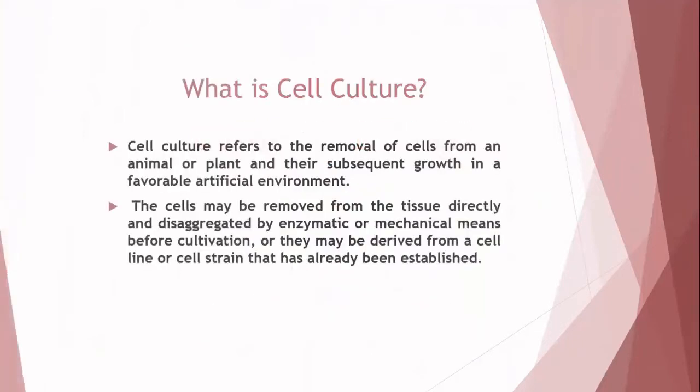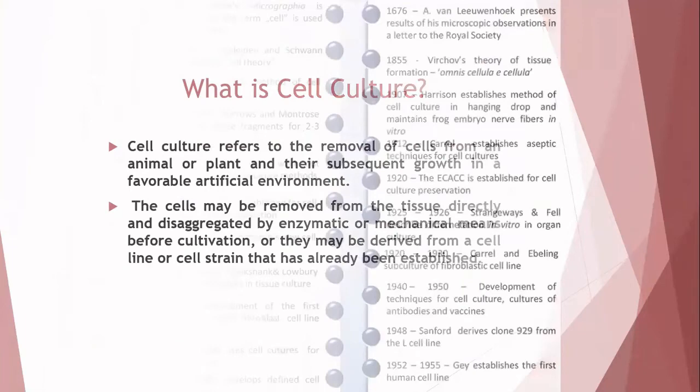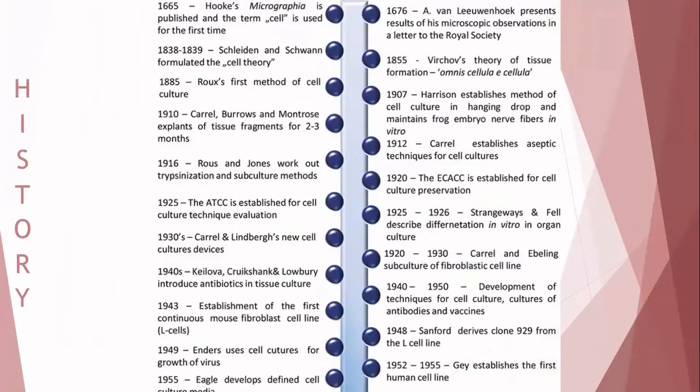Let's begin with what is cell culture? Cell culture is nothing but the removal of cells from an animal or plant and their growth in an artificial controlled environment. It is nothing but rearing cells outside the body of any organism. So it is called the in vitro method. The cells can be directly removed from the tissues and cultured in a controlled environment.